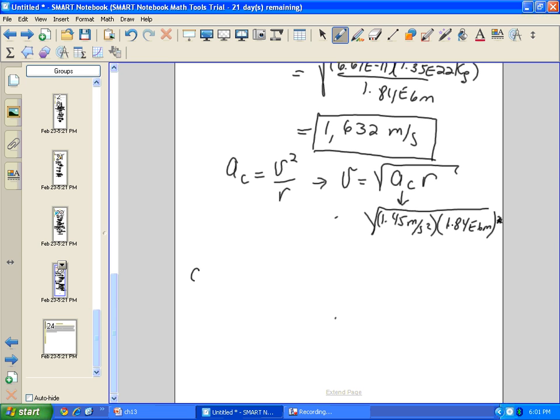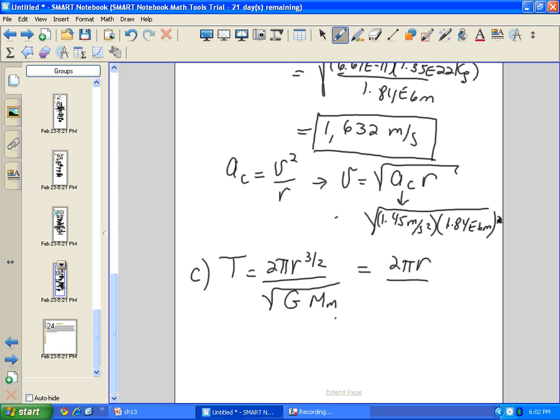Last, what was the orbital period of the CSM? How long did it take for it to go around? Well, here we can use this big expression right here with G times, what M are we going to put here? What goes around what? Oh, CSM goes around the moon, therefore it's the mass of the moon. But we can also use 2 pi r over v.